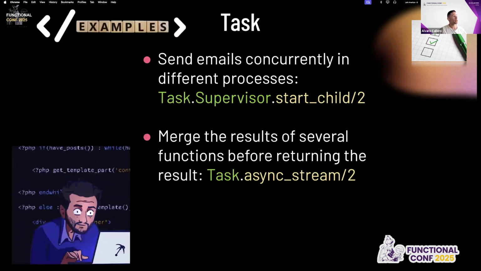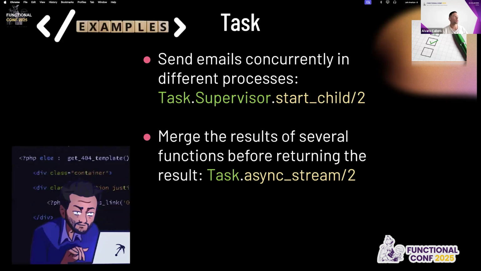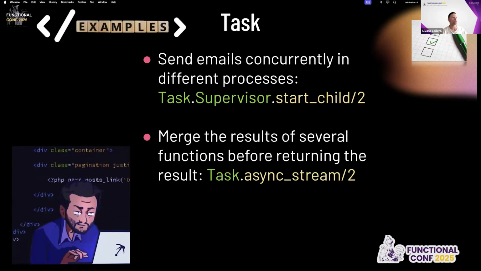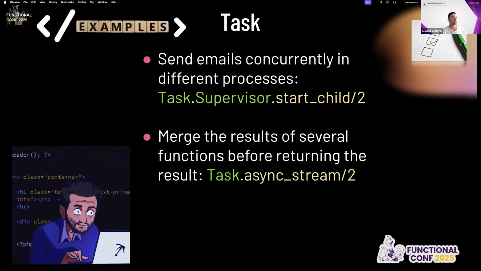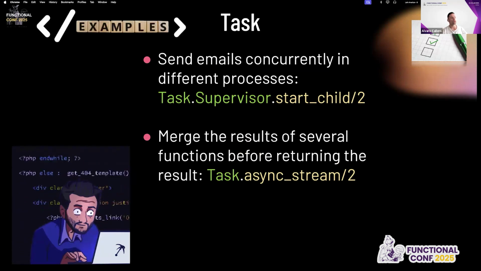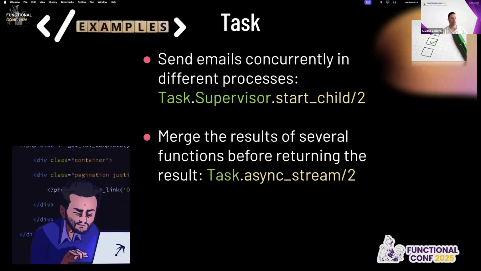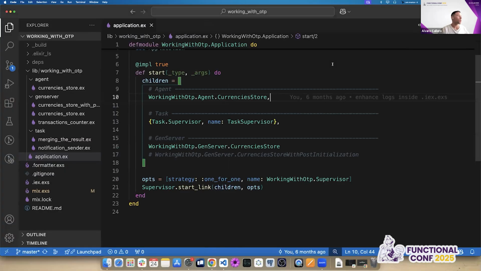Okay, let's get our hands a little dirty. We're gonna see two code examples of a task. The first one will be to send emails concurrently in different processes using start child. And the second one will be how we can merge the result of several long-running functions before returning the result to the client, okay? So in this case, what I am showing is a regular Elixir project without any fancy, without anything magic.